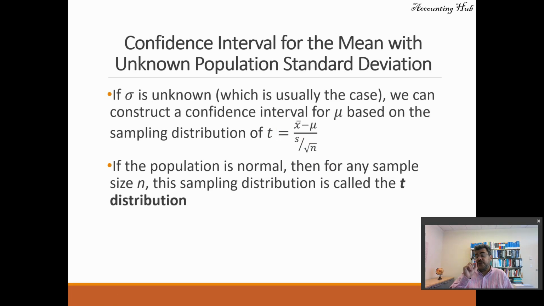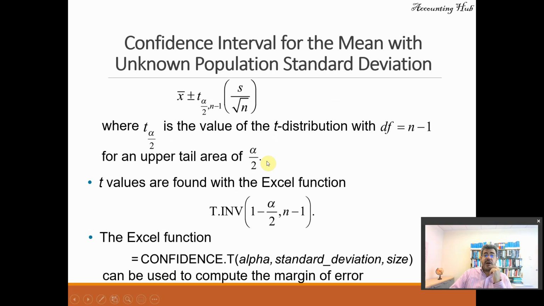However, if the population is not normal but the sample is large enough, we can consider it as normal based on the central limit theorem, or the CLT. And large enough means more than 30. Usually we consider it normal. So how do we do that? We have this huge formula, and the t-values we can find on the t-distribution in Excel.